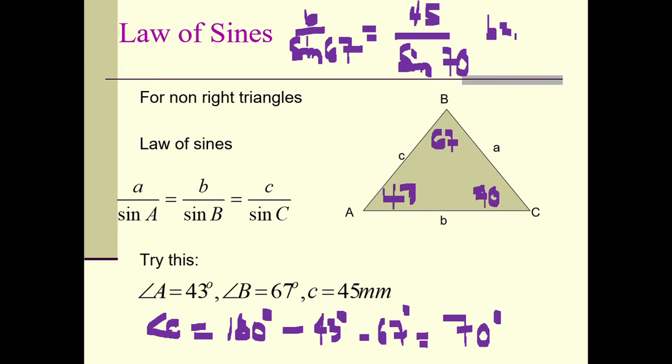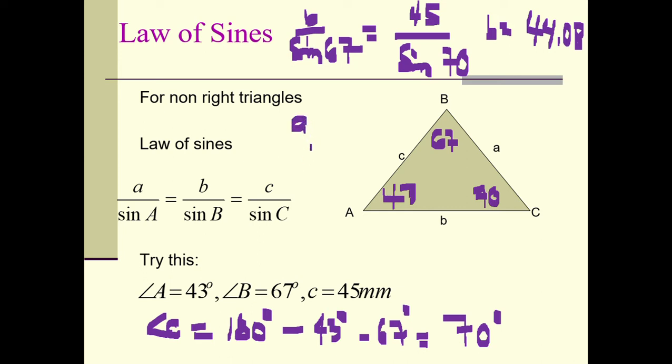Bale, 45. Cross multiply naman ng sine multiplied by sine 67. I-divide natin siya sa sine 70. So, we have 44.08. So, 44.08. Ayan. Next, sa C naman.